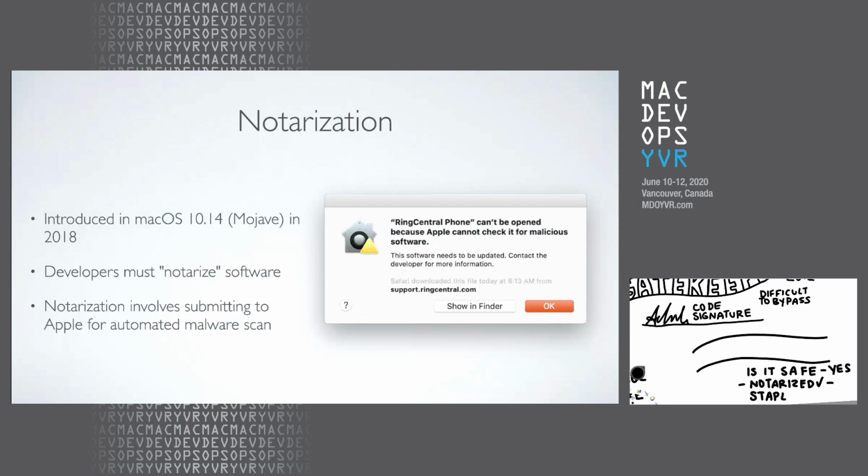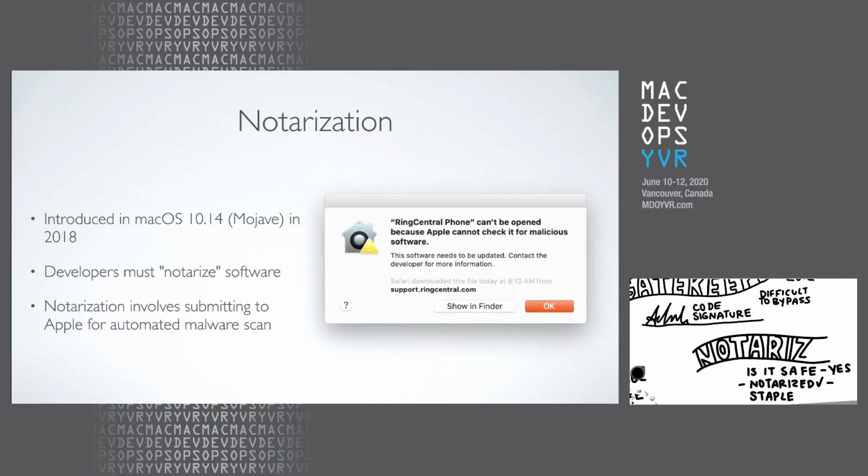Notarization wasn't really a requirement in Mojave. It was introduced there, but you could run an app that was not notarized without any problems. With one exception, in a point release, Apple did require that kernel extensions be notarized. But beyond that, you could run any app, whether it was notarized or not, without any problems. In Catalina, it became a requirement.